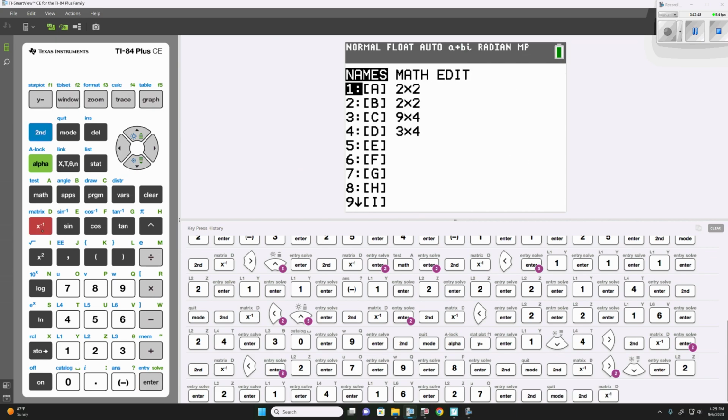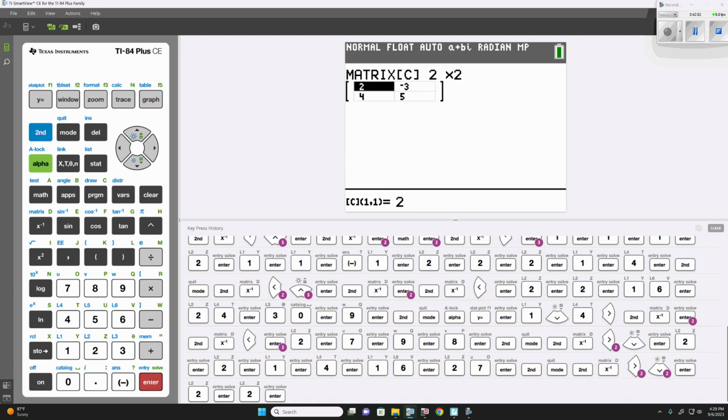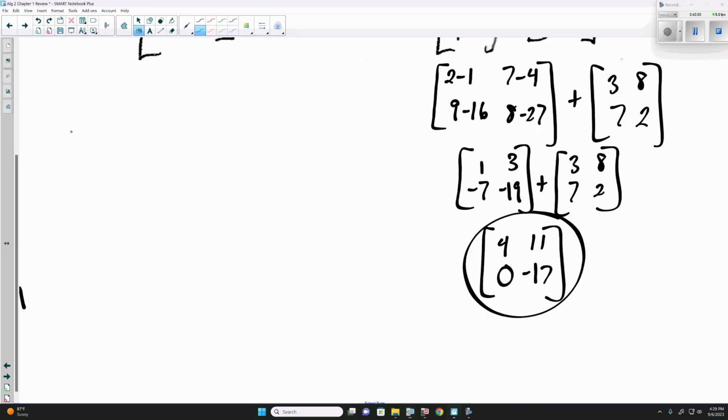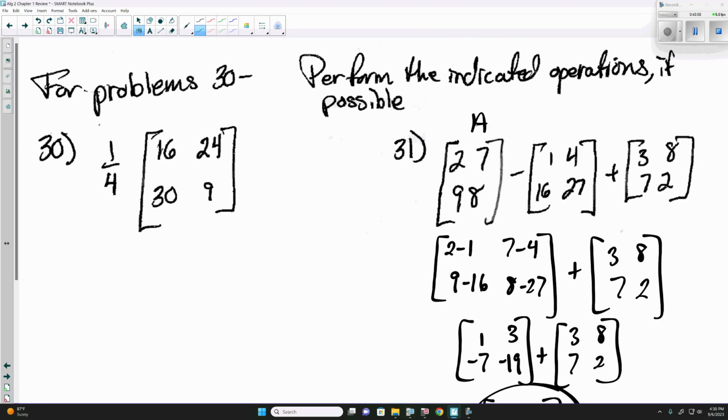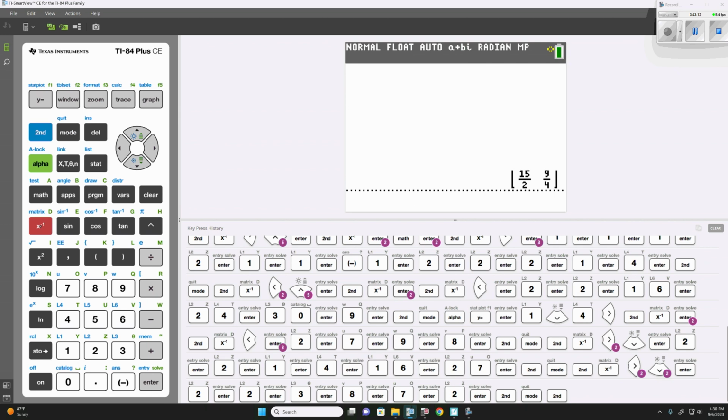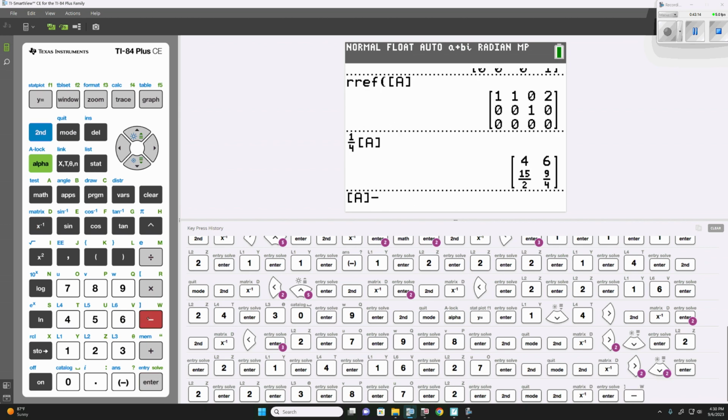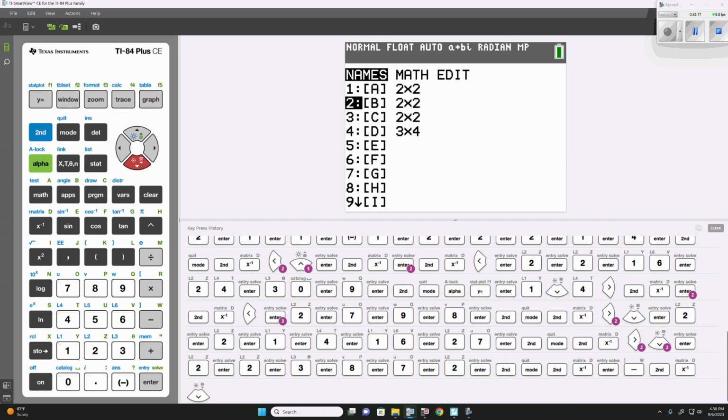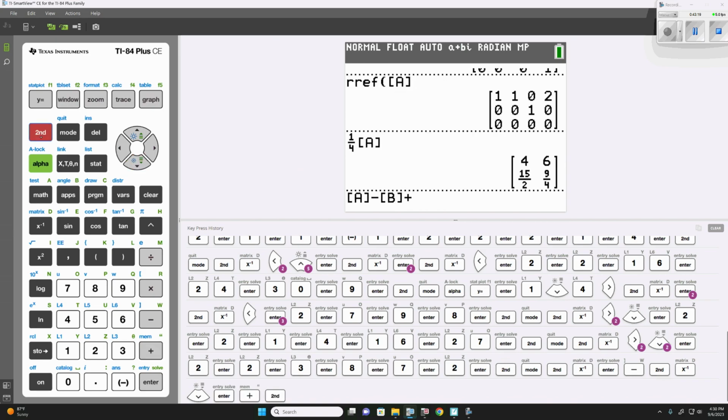Second quit. Second matrix, there's a third one. And we'll call this one matrix C, which will be a 2 by 2. And it's 3, 8, 7, 2. And lastly, we'll do second quit. So what I've done for this here is label this as A, B, and C. And we're going to do A minus B plus C. So when we type it in, we're going to go second matrix A minus second matrix B plus second matrix C.